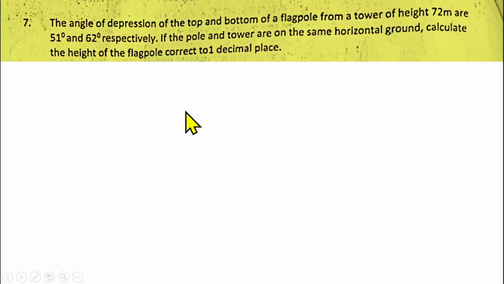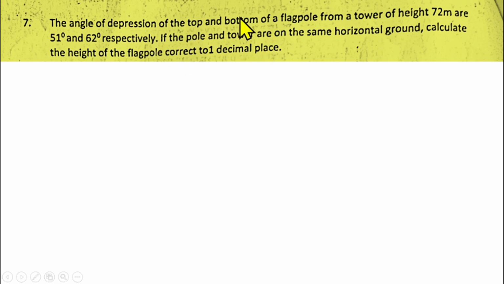Question number 7 is from angle of elevation and depression. The angle of depression of the top and bottom of a flagpole from a tower of height 72 meters are 51 degrees and 62 degrees respectively. So that means you have two objects here.